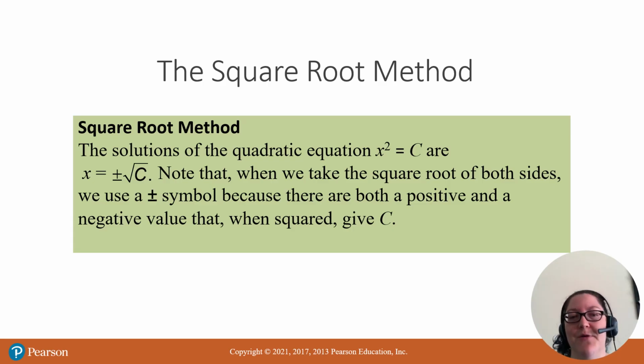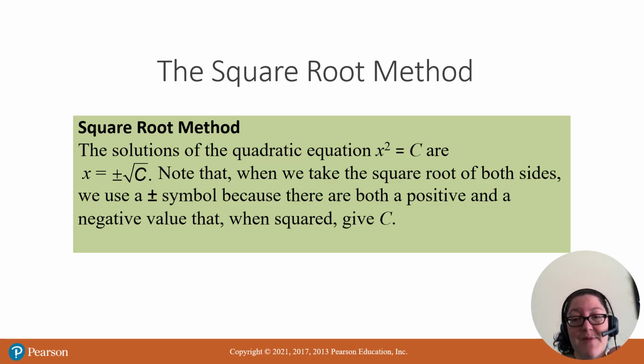Okay, so let's talk about the square root method. The square root method is a great, quick method. There's some good and bad to this. The first thing is you have to notice it's got to be x squared equals c, where c is normally just a number. When you take the square root of it, it's going to be plus or minus the square root of that number. You must use the plus and minus.